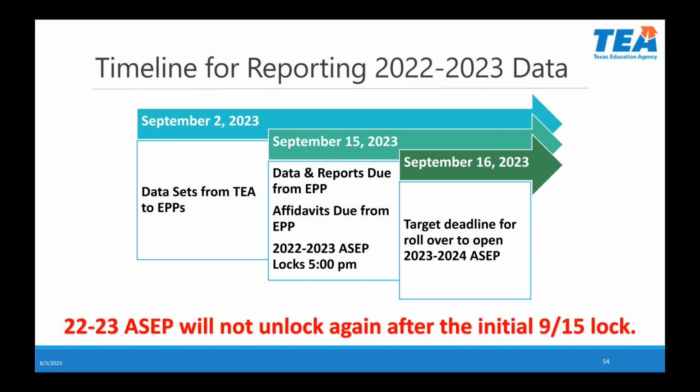The 22-23 ASEP will not unlock for revisions. Please be very careful and deliberate about ensuring data accuracy. Admissions, finisher records, clinical experience records, observation data, and applied data are all in the ASEP menu. After ASEP is locked, you will not be able to go back and change or enter any data into the locked year.